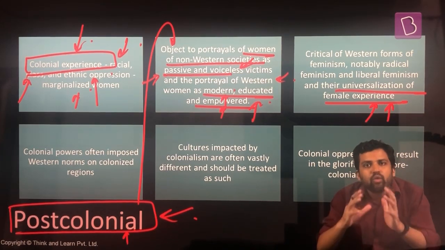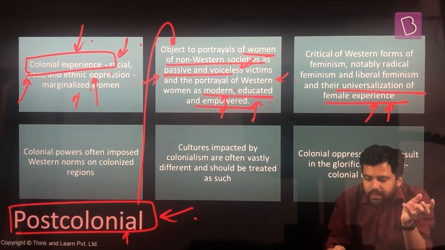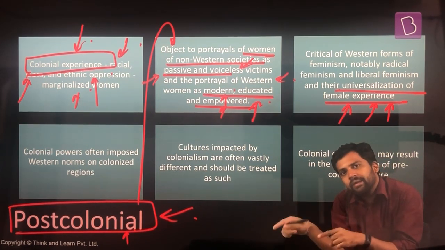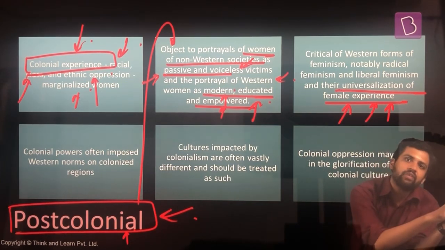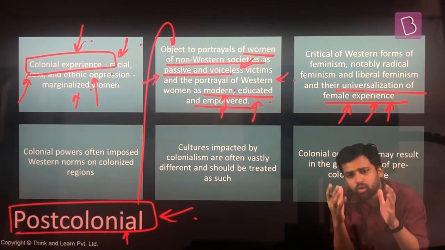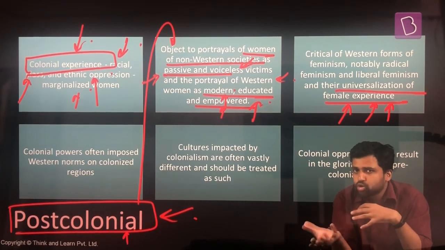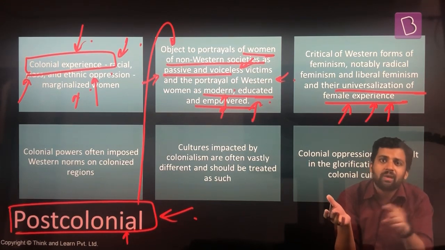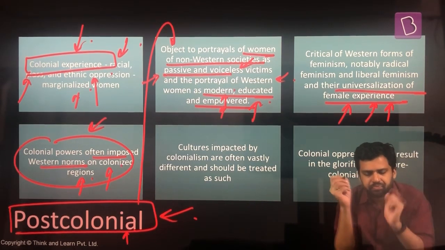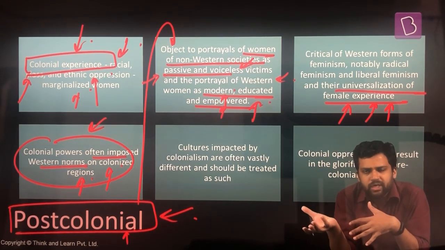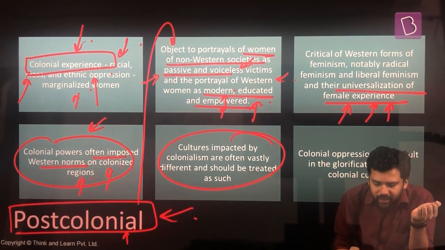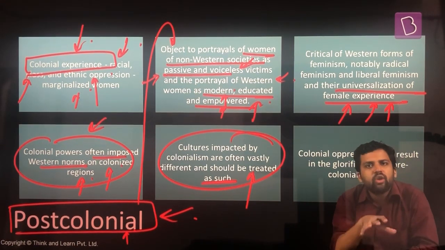So what you are trying to do here is universalize the experience of Westerners. You are trying to measure the progress of women in the post-colonial states on the basis of parameters developed by the Western countries. So the post-colonial feminists will criticize it. They will say that you should not use the same parameters. The experience of women in a post-colonial state will be different. You should not use Western parameters to measure this. Colonial powers often impose these Western norms on the colonized regions. And the cultures are also different. The culture of a post-colonial state, the culture of the colonies, will be different from the culture of Western countries. So they should not be treated equally. This is what post-colonial feminists talk about.